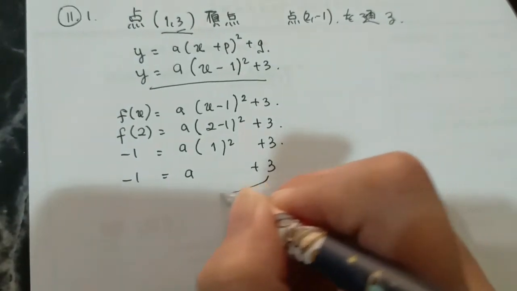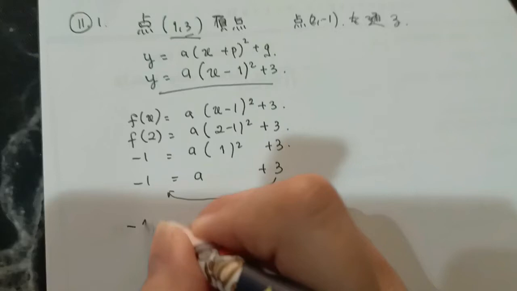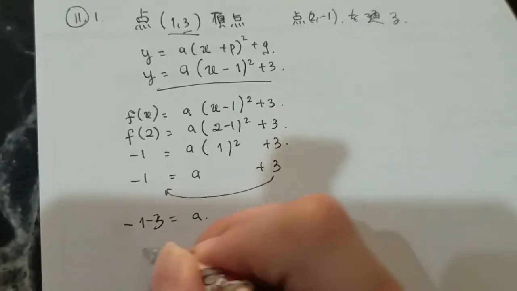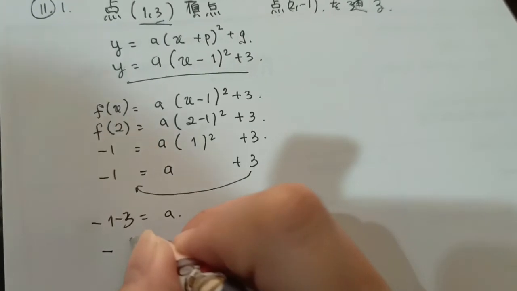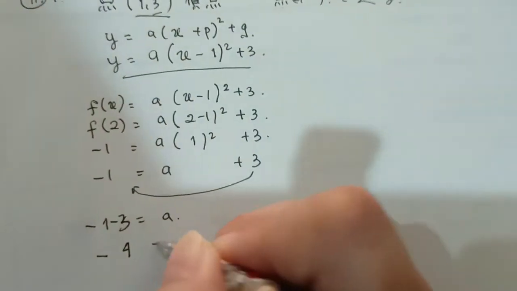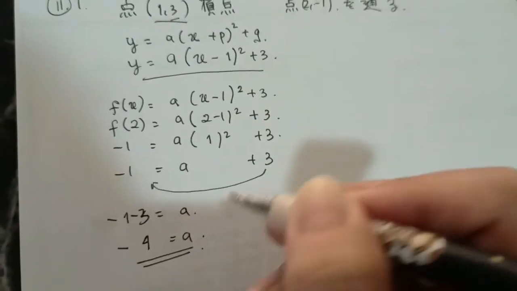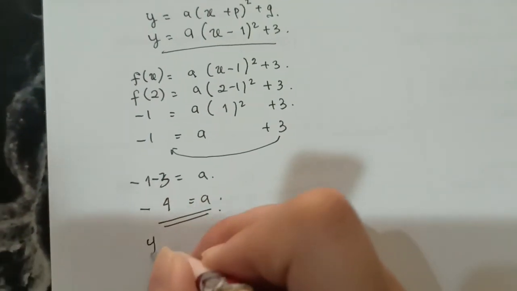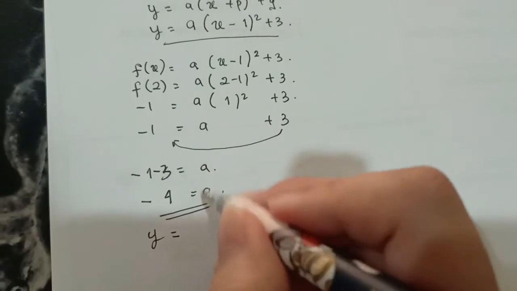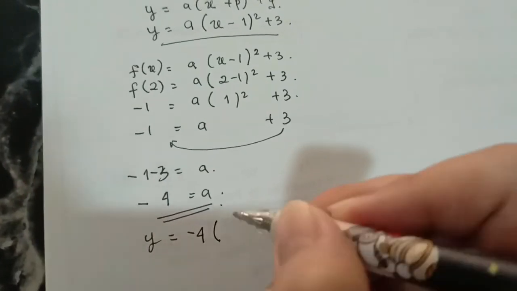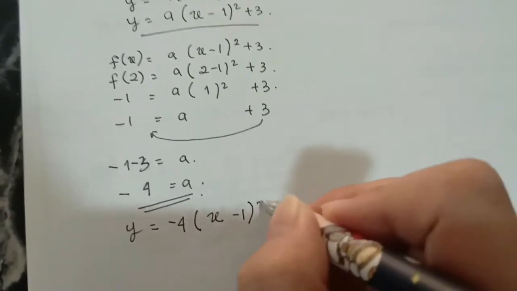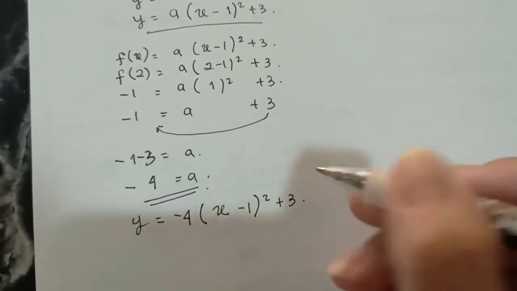We are moving the 3 over here. Minus 1 minus 3 is minus 4, which is a. We got the value for a already. So the result is y is equal to, with a being minus 4, −4(x − 1)² + 3. That's it.